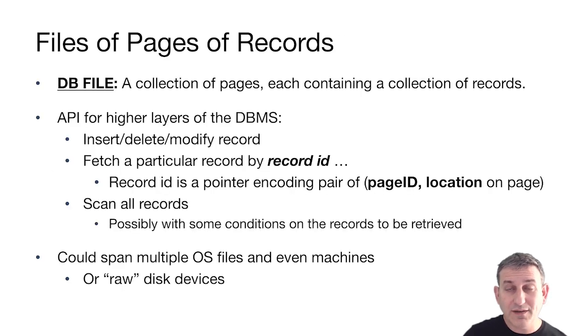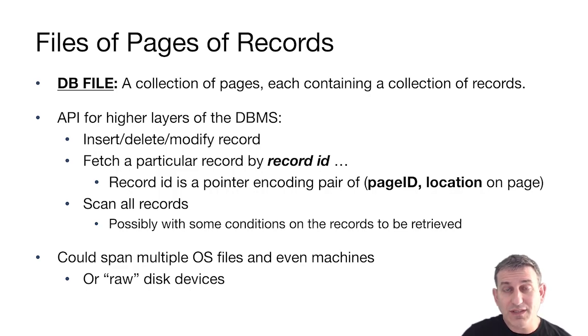Database files. Again, we talked about the database storing files and the files having pages and the pages having records. So let's start with what a database file is. It's a collection of pages, each containing a collection of records. And the API for higher levels of the DBMS is they can insert, delete, and modify records. They can fetch a particular record by its identity. So records will have record IDs inside of the database system that we can point to.